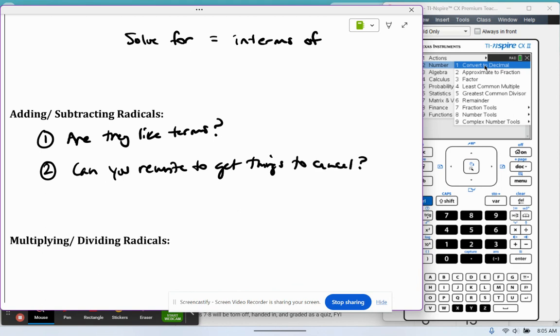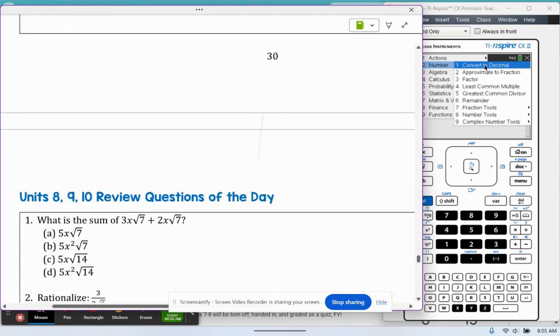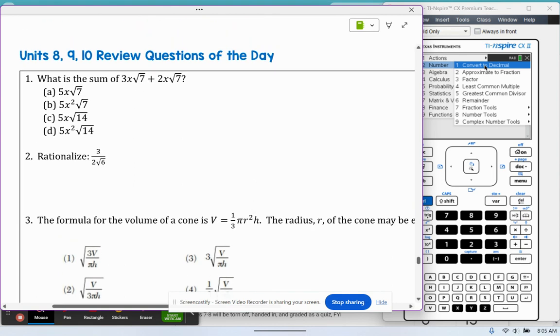All right, let's skip ahead to number 1 on review questions of the day. It says, what is the sum of 3x radical 7 plus 2x radical 7? Why am I showing you this after I just explained it to you? Let's practice with the rules, right? First of all, are these like terms? Do they have the same radical? Do they have the same coefficient type? Yes. So what you're going to do is add together the coefficients. 3x plus 2x is 5x, and then keep the radical. Your answer is A. Pretty easy? Sounds good. Let's go back.